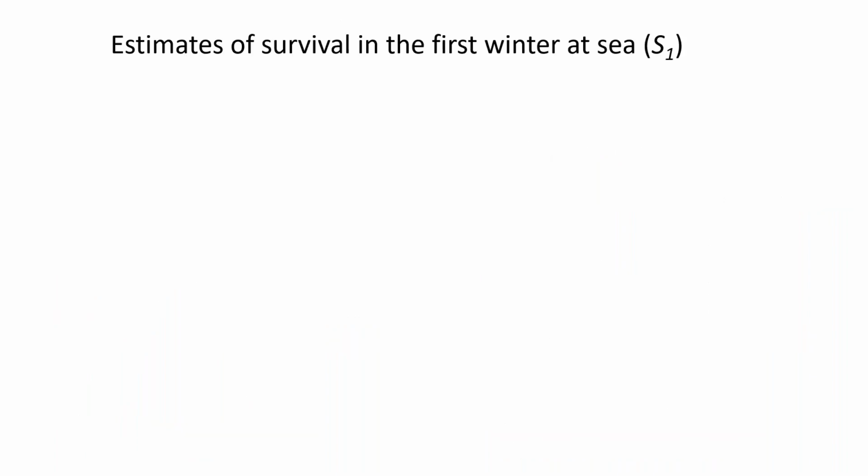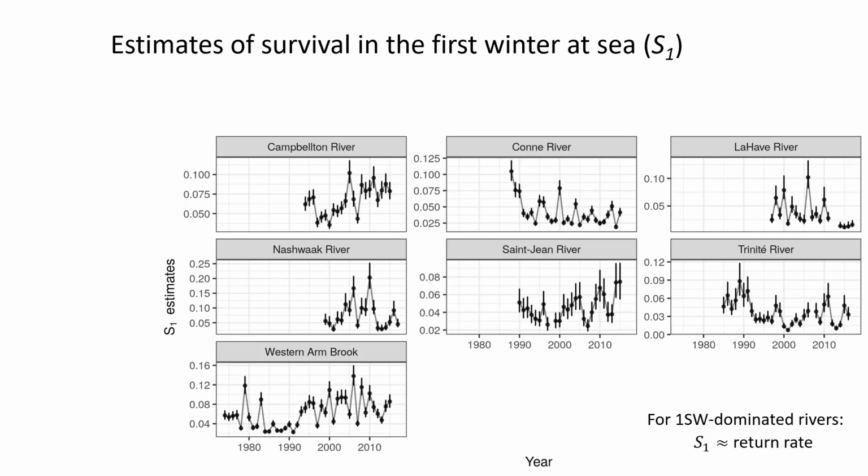Right, so now to the results. The first thing I want all of you to notice is that these trends are quite variable. For some rivers, it seems that the current estimates of S1, that is marine survival in the first year at sea, are relatively high compared to previous years, while other rivers, especially the Con, the Lahave, and the Nashwaak, seem to have much lower S1 estimates now than they did before. Some rivers, the Saint John, are relatively high in comparison to the early 90s.